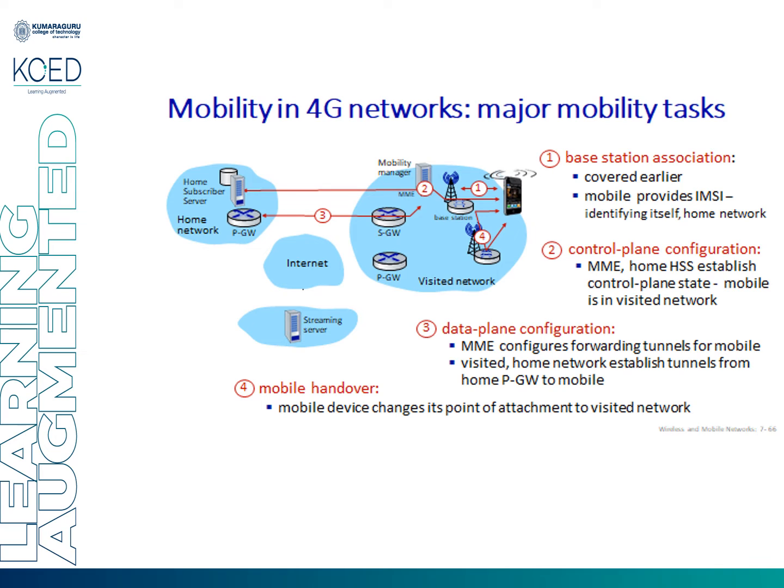The third step is the data plane configuration. For final forwarding, the data which is in the home network must be handed over to the user equipment wherever it is present. So from this PGW of the home network to the SGW of the visitor network, a tunnel is formed for transfer of this data, and data is transferred, and there is seamless handover of the mobile device.